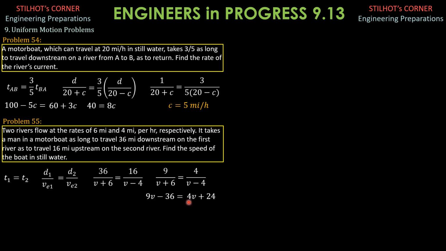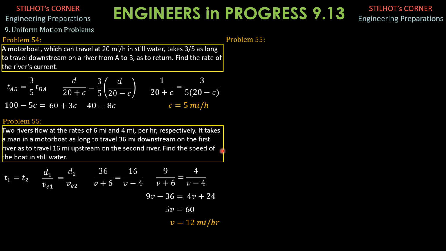So 9v minus 4v is 5v. 24 plus 36 is 60. 5v equals 60, so v is 60 over 5, and that is 12 miles per hour. So that's the speed of the motorboat in still water.